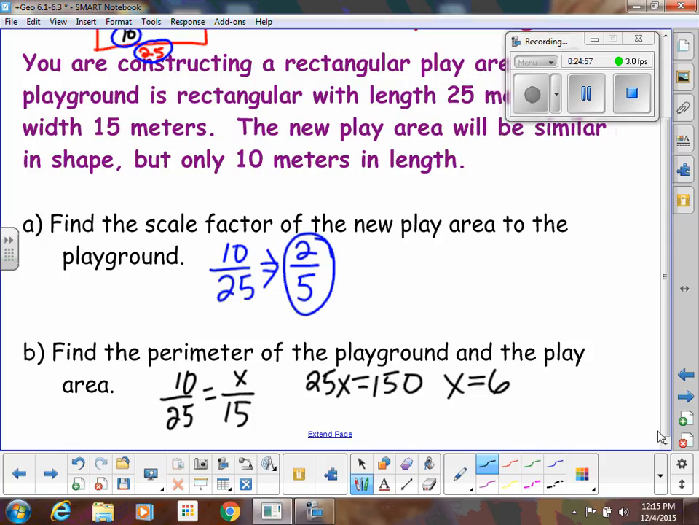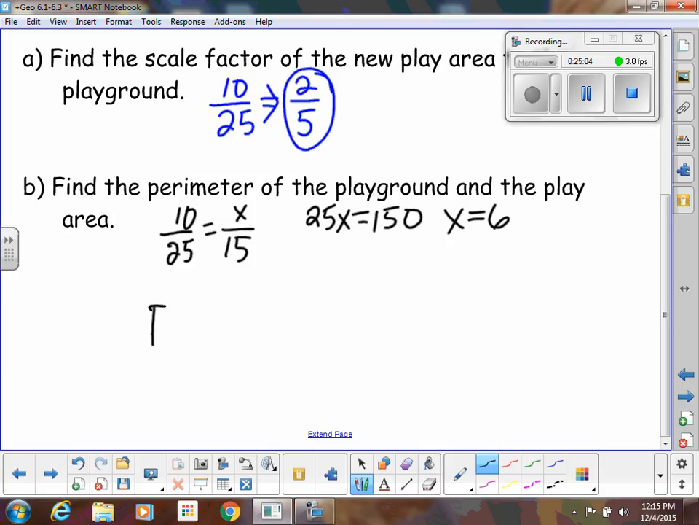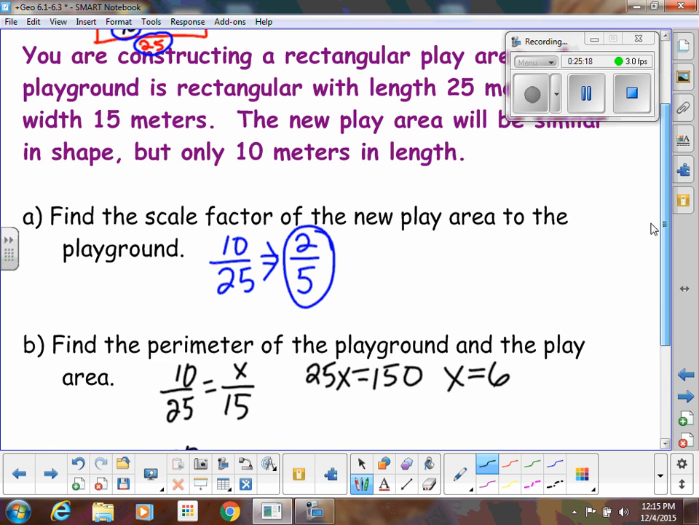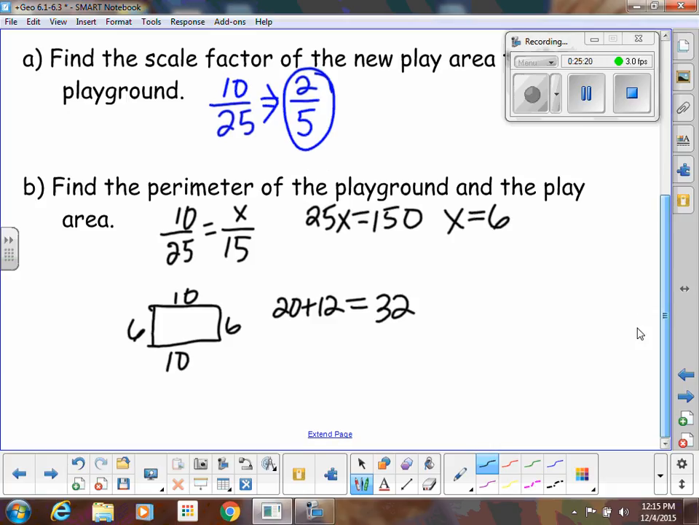All right, remember that's not what they're asking for though, so we're going to do the perimeter of the play area. So the play area is 10 by 6, so then that'll be another 10 by 6. So that's going to be 20 plus 12. So 32, ooh, I forgot my units. What are my units? 32 meters for the play area.